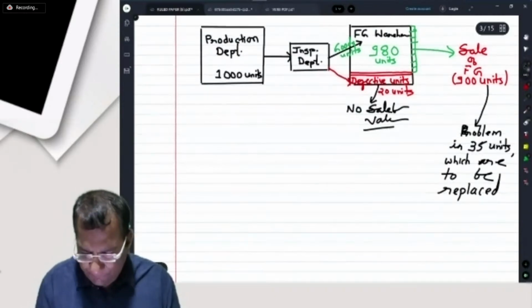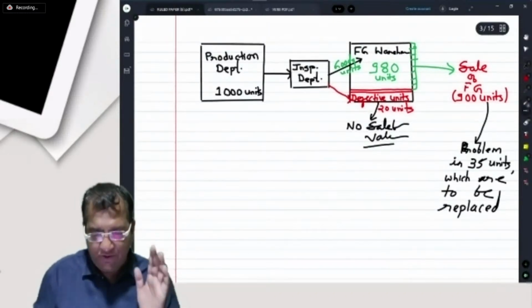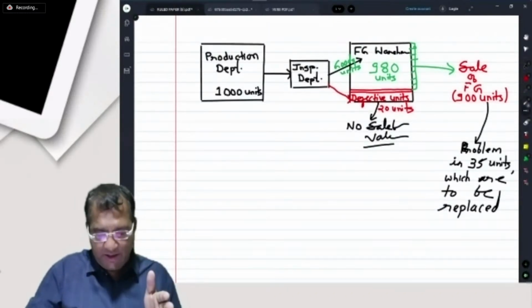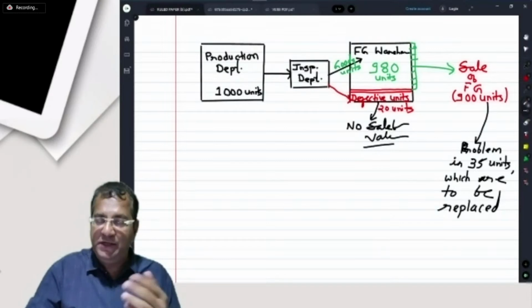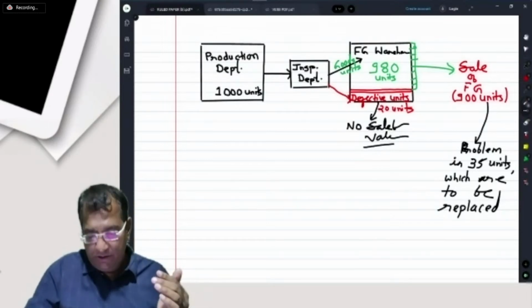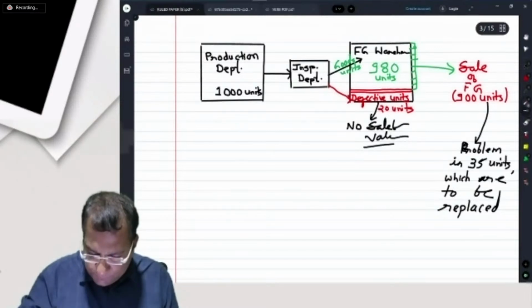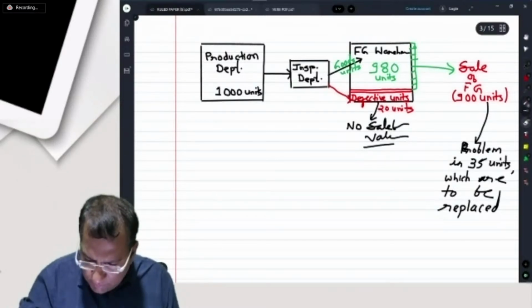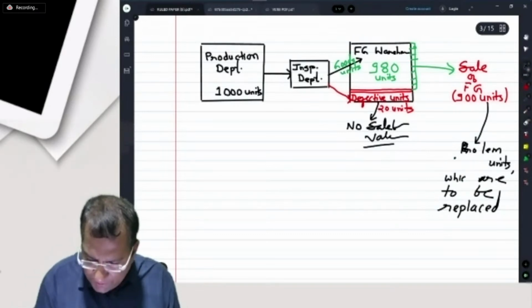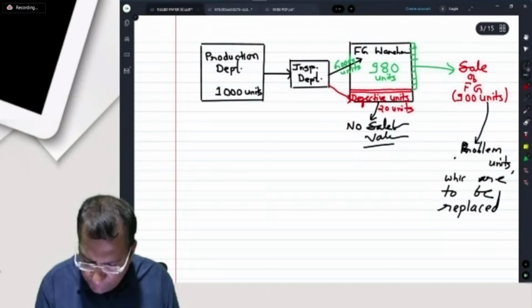Now tell me, beta, this 35 units out of those 900 units which are to be replaced, undoubtedly free of cost because the goods are in the warranty period. Now this 35 units, let's change the data for better understanding. Problem is in 15 units.